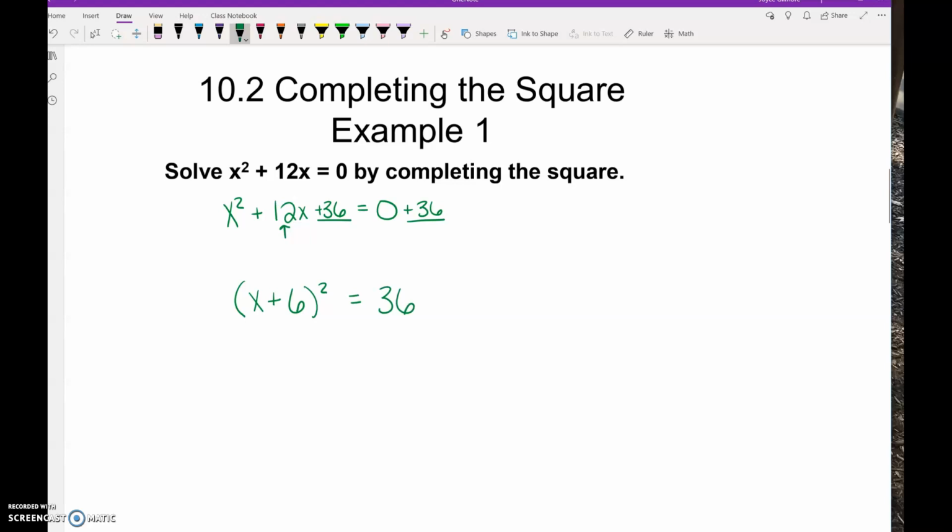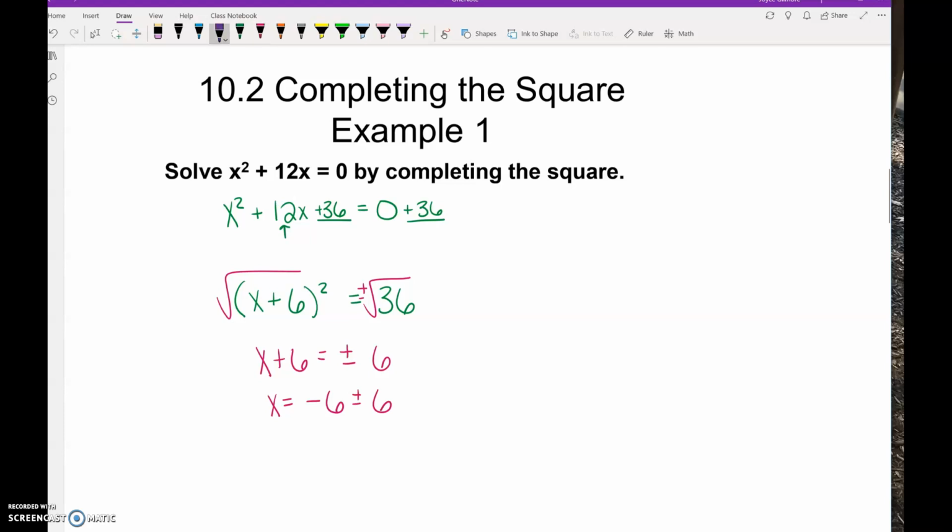Now we can finish solving the way we've been doing the last couple of days. We've got the thing that's squared by itself, so square root both sides. Don't forget your plus minus. X plus 6 is positive or negative 6. When you subtract 6 on both sides, we have negative 6 plus or minus 6.